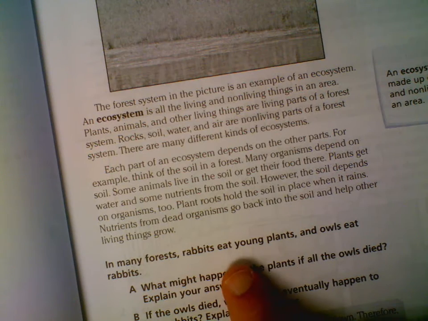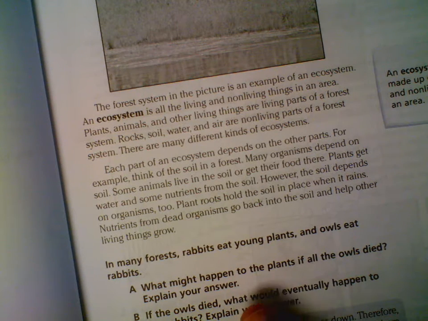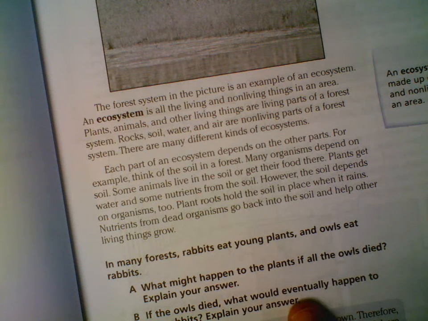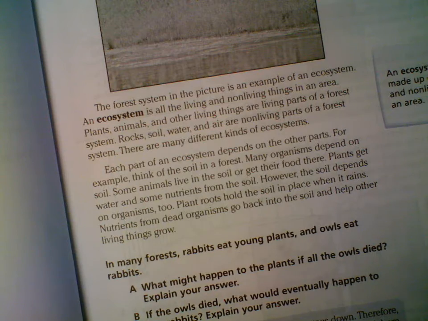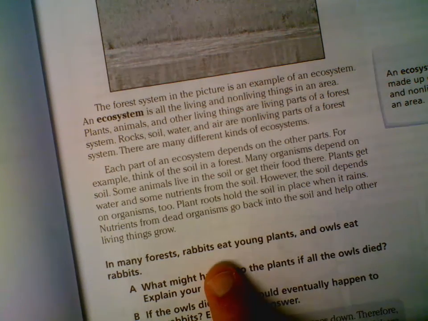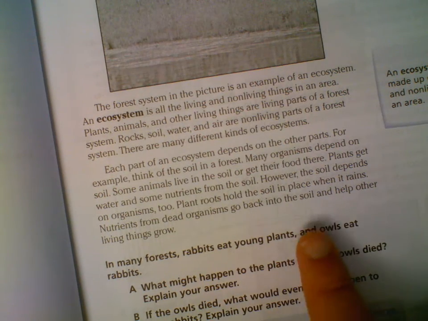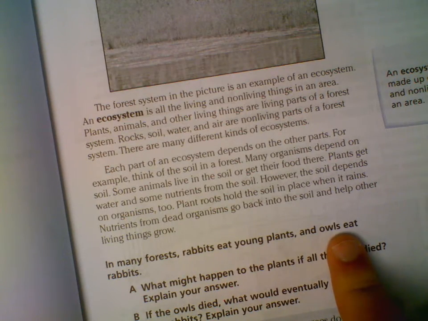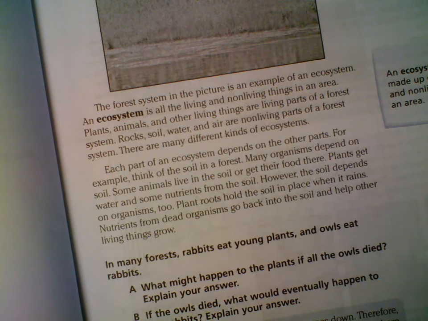In many forests, rabbits eat young plants, and owls eat rabbits. What might happen to the plants if all the owls died? Explain your answer. If the owls died, what would eventually happen to the rabbits? Explain your answer. Well, the rabbits eat the plants, owls eat the rabbits. So, isn't it kind of a chain? If there aren't enough plants, the rabbits don't have enough to eat. If the rabbits leave, what are the owls going to eat?